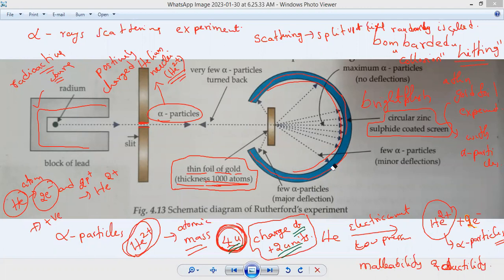So actually, the discovery of the nucleus, we studied that Rutherford discovered it, but it was not discovered by Rutherford.